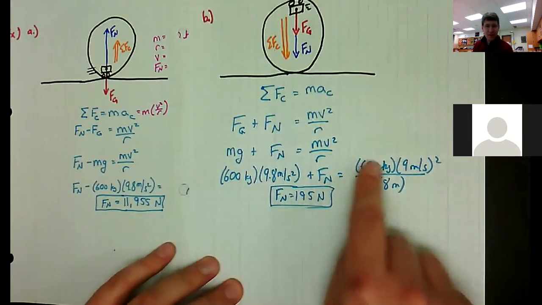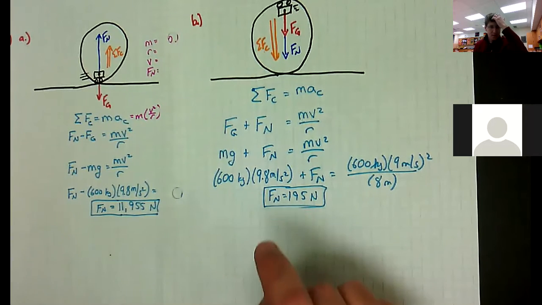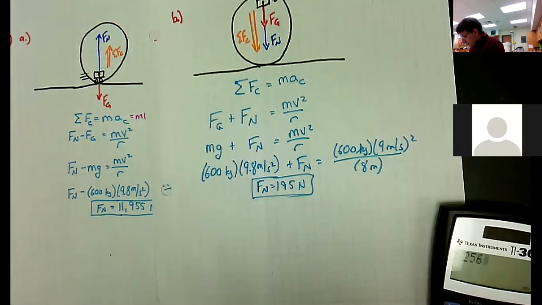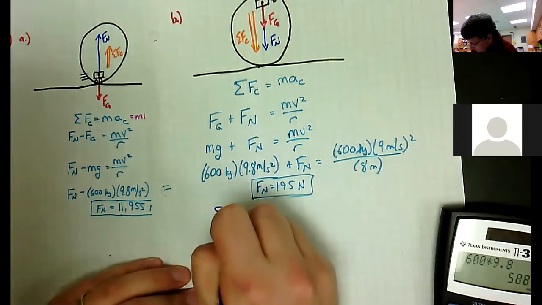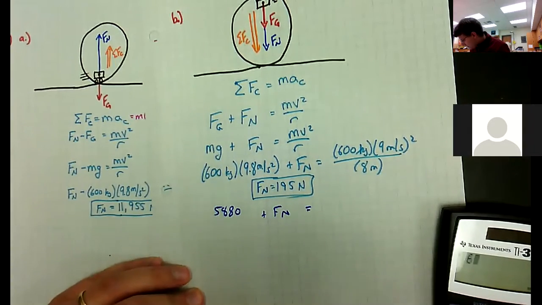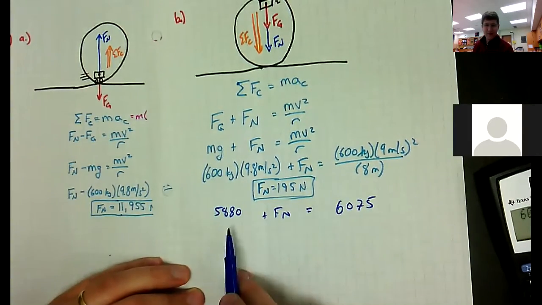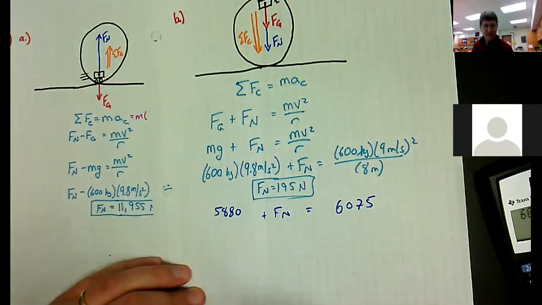You mean you want me to actually solve this out, Trey? You want to see it expanded? All right, cool. We'll do that, and then I'll get to Aiden's question because it's really interesting. So 600 times 9.8 is 5880, plus Fn equals 600 times 81 over 8. Subtract 5880 on both sides, and you get a normal force of that.